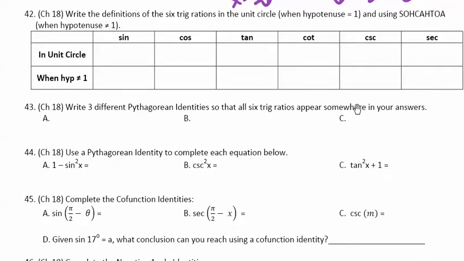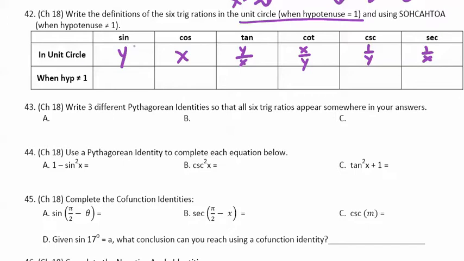Our definitions of trig ratios, we had 2 different sets. In the unit circle, when the hypotenuse is equal to 1, sine is the y coordinate, cosine is the x coordinate, tangent is y over x, cotangent, flip it over, x over y. Cosecant is the reciprocal of sine, and secant is the reciprocal of cosine.